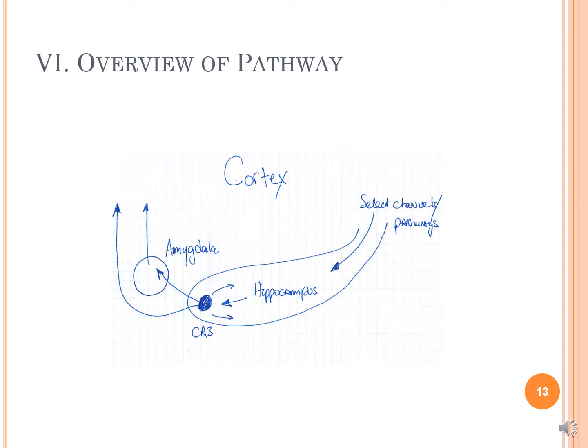So this is just a very basic overview of the pattern. This is going to be the large loop going from the cortex through the hippocampus to the amygdala and back up again. And through the rest of the presentation, I'm just going to fill in the details of this.